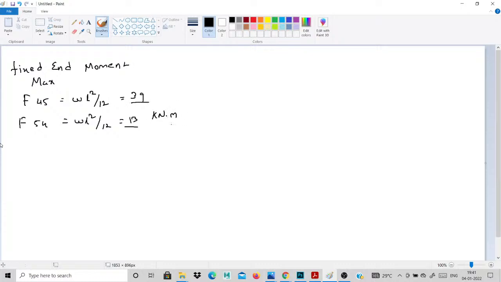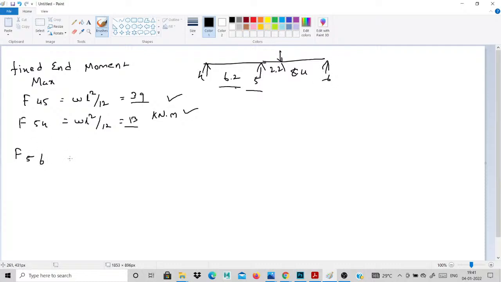The next beam: there are two beams available. This is a 0.2 meter beam, and the other beam is an 8.4 meter beam. The point load will be acting on this. I go for the next beam, same like that, 5 6. This is 4 5. I will calculate the fixed end moment with this formula. Next, 5 6. I go for 5 6.